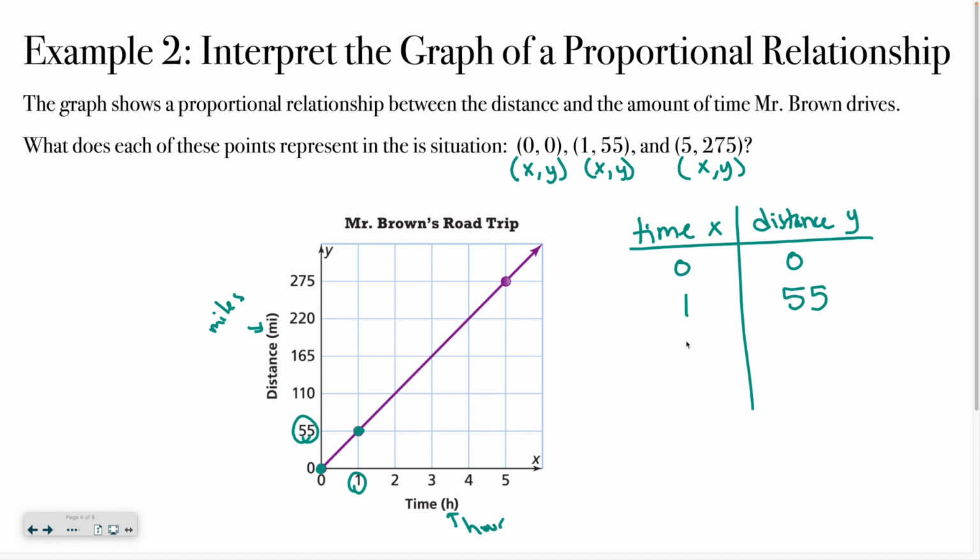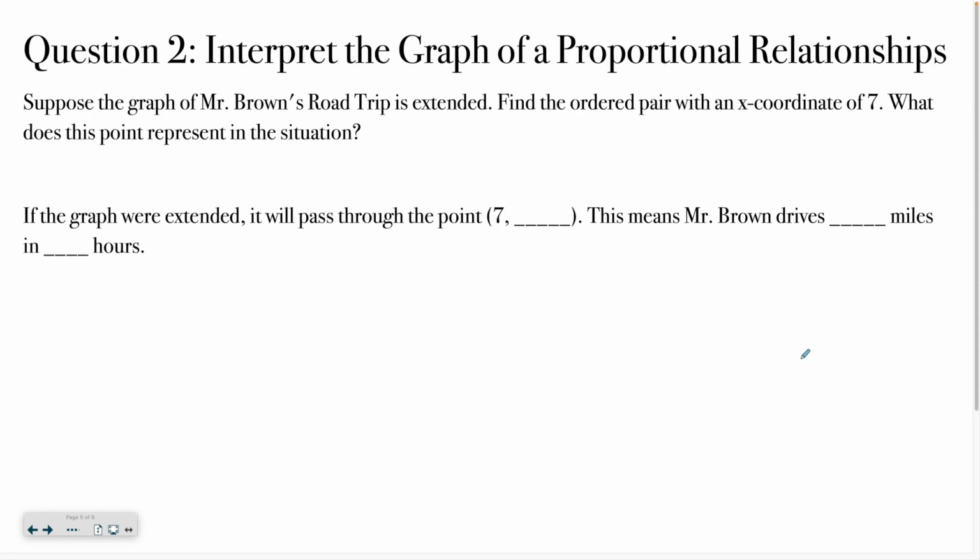And then our last one is 5, 275. And if I were to look at that, I would go up from the 5 and the 275. And it would mean that after 5 hours, he has traveled 275 miles. Okay, so that's kind of one of the biggest skills that you're going to be doing on today's assignment, is just reading graphs and typing up what they mean or answering questions about what they mean. Okay, so keep that in mind.